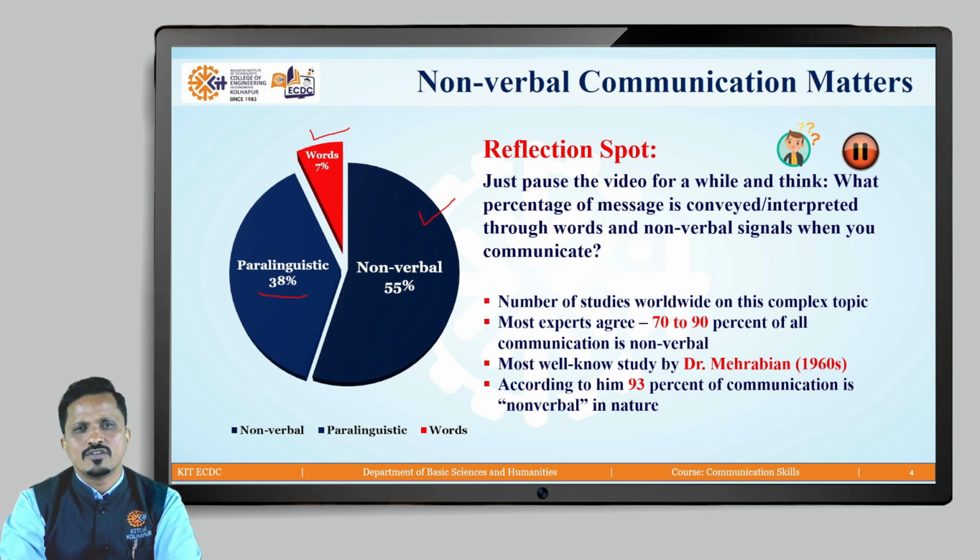Now what are paralinguistic features? It is all about our voice quality, loudness of voice, softness of voice, then pronunciation, articulation, tone, pitch, speed. Everything is paralinguistic. That is why it is also a kind of non-verbal communication.